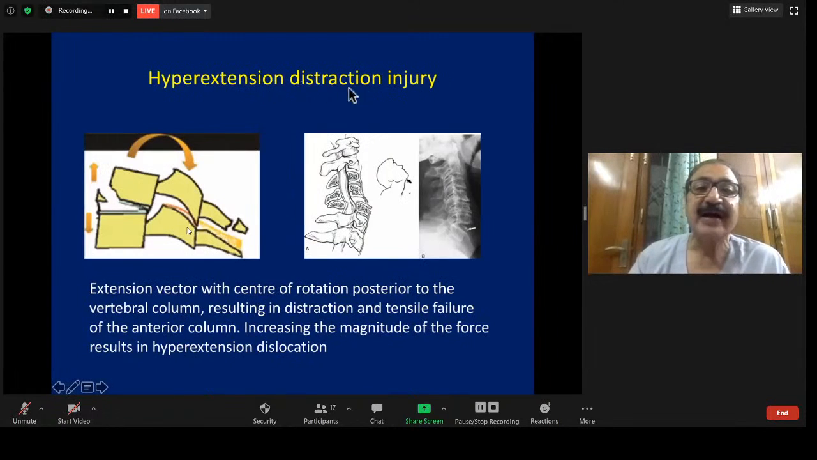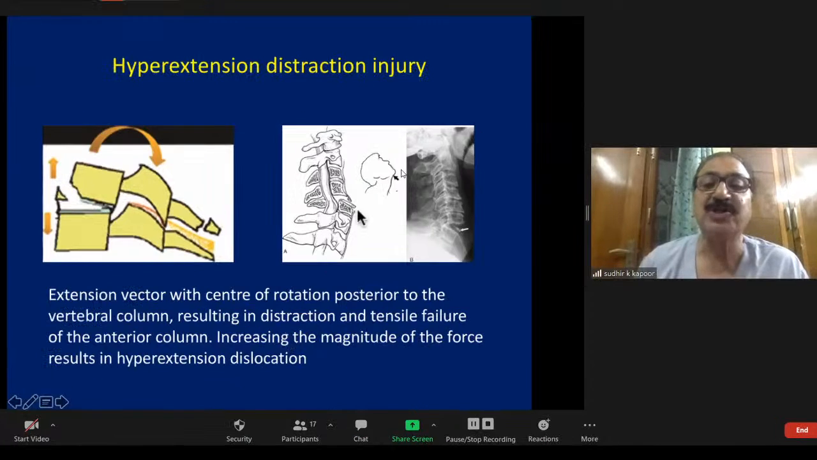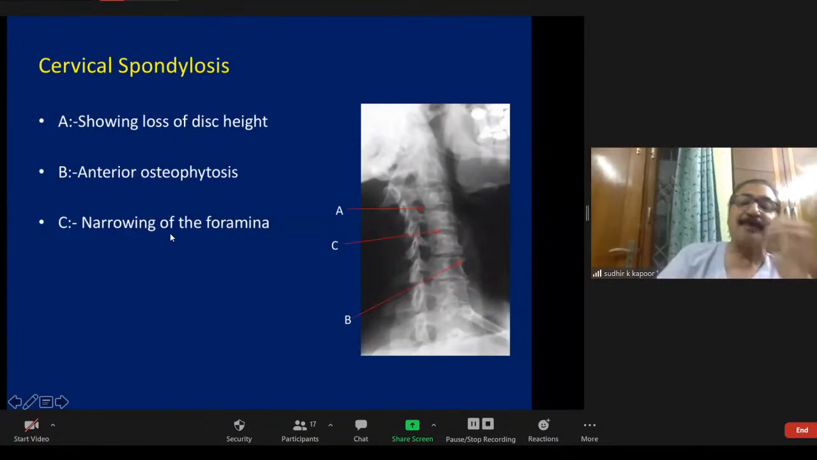Then there is hyperextension distraction injury, in which there is an extension vector with center of rotation posterior to the vertebral column. The axis of rotation is somewhere behind the spinal column, resulting in distraction and tensile failure of the anterior column, showing a small fracture here. Once the force increases, there is hyperextension dislocation of the spine. So these are the different patterns which are seen in trauma of the cervical spine.